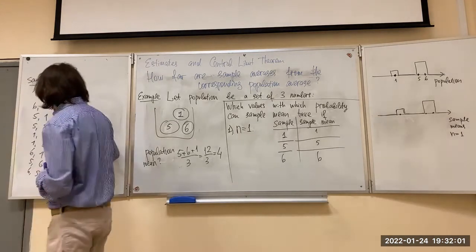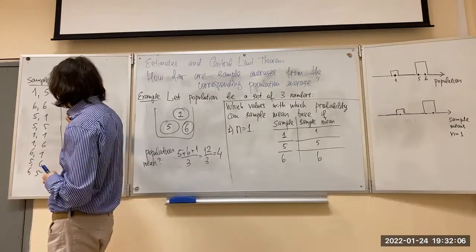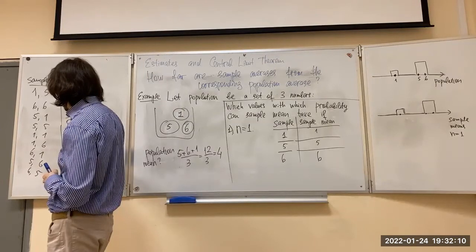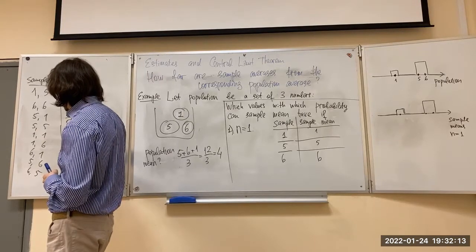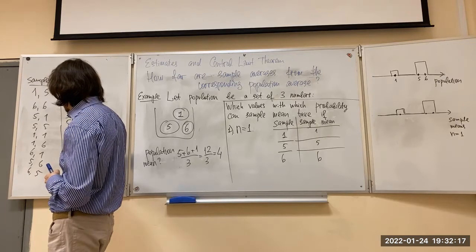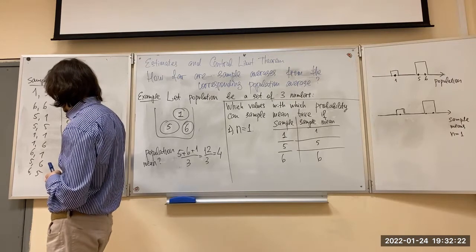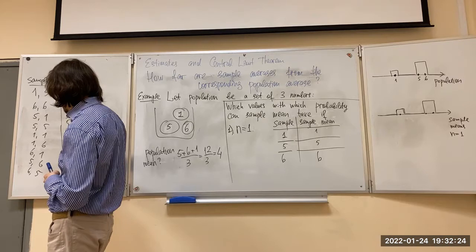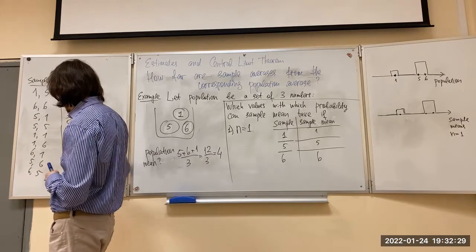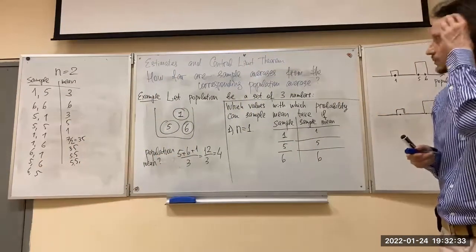And this mean will be, okay, this is 3, this is 5, this is 1, this is 3.5, this is 6, this is 3.5, and this is 5.5. So these are the values that we get.